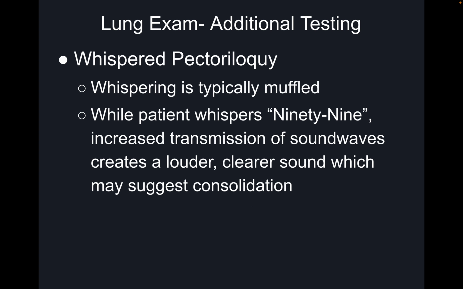You can try whispered pectoriloquy if you think that there might be some consolidation there. You're going to be listening on the chest while the patient is whispering, and typically whispered sound is very muffled, but if somebody has increased transmission of sound waves when they say, for example, the word 99, so they'll whisper 99, but if you hear it much louder and clearer in a certain area, that may suggest that there's a consolidation there.